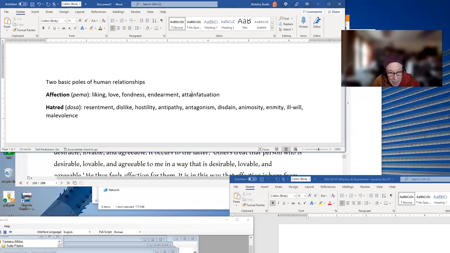Okay, so anyway, from these chains of synonyms, maybe under affection we could also put attachment, even though that's quite general: attachment, liking, love, fondness, endearment, infatuation. Craving. Yeah, though craving is very broad and general. The strong desire for anything is craving. Clinging. Attraction.